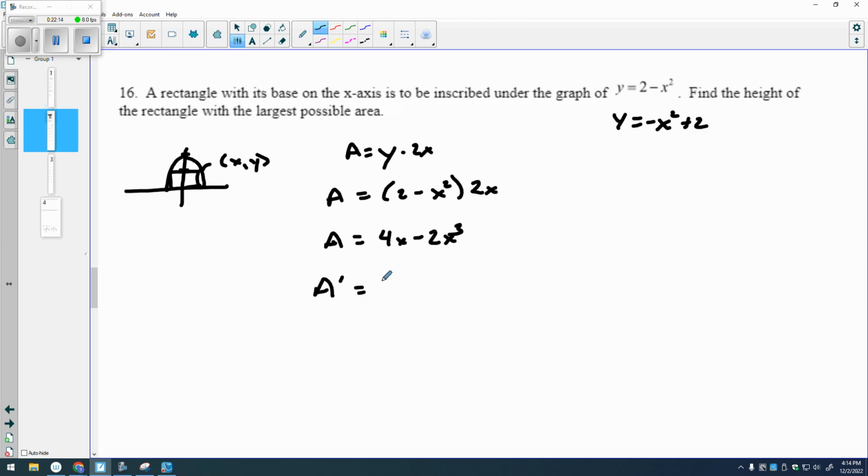Start over. So my derivative is going to be 4 minus 6x squared. Set that equal to 0.